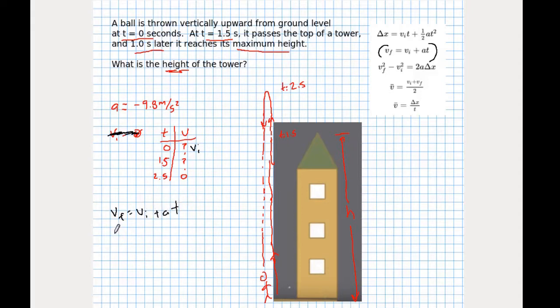So we know that at the high point, the velocity is 0. That's the final velocity. Initial velocity we don't know, plus negative 9.8 meters per second squared, and the time is 2.5 seconds. That's the amount of time it takes for it to get to the high point.